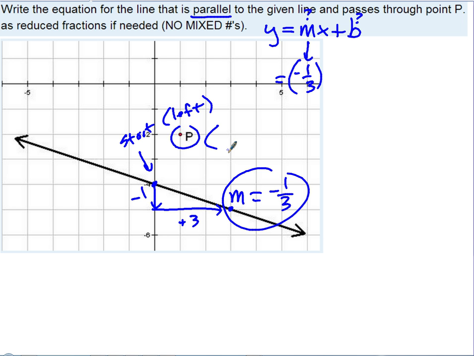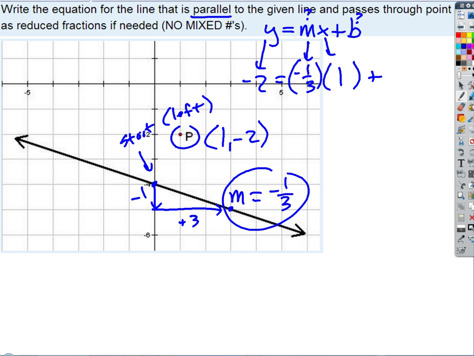Okay, 1, -2. We got to go in order, X then Y, right? So the ordered pair is +1, -2. So what's going in for Y then? -2. What's going in for X? 1. And then I'm just trying to find B, right? Okay, so there's my algebra equation. All I got to do is just solve that algebra equation, right?